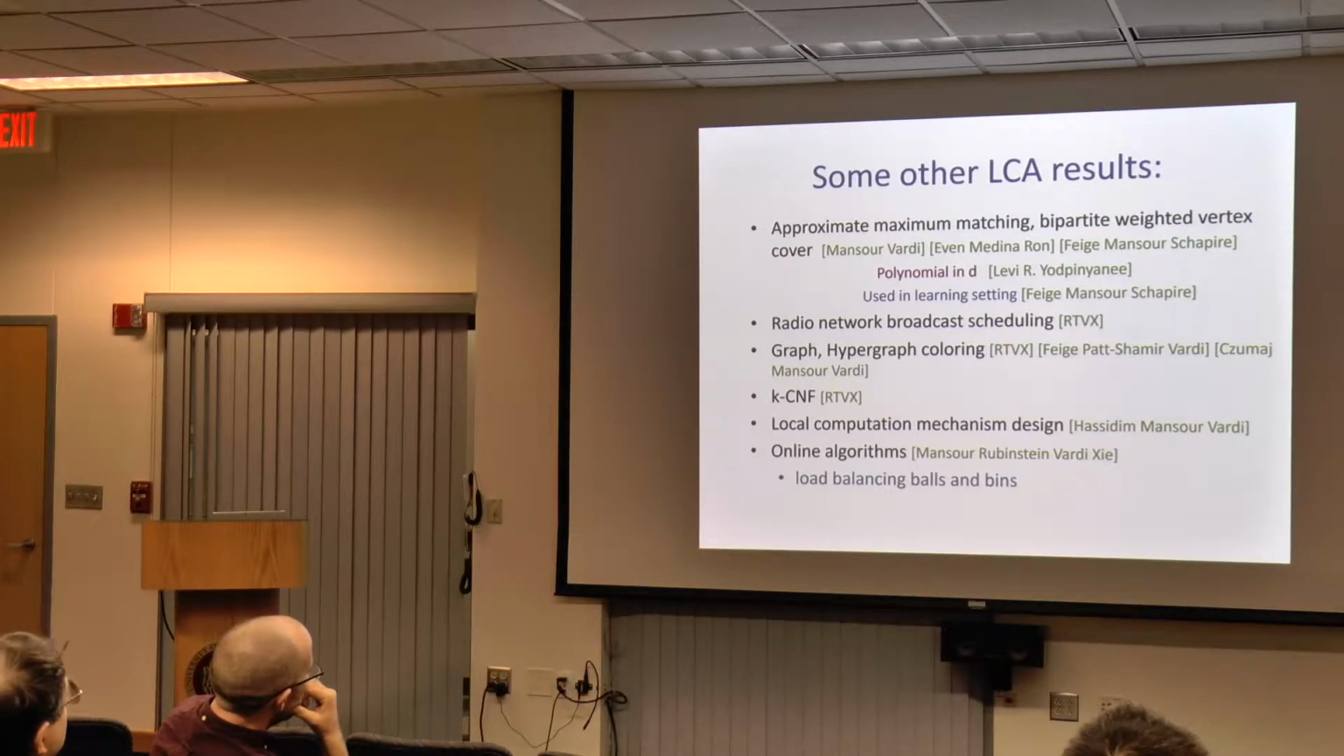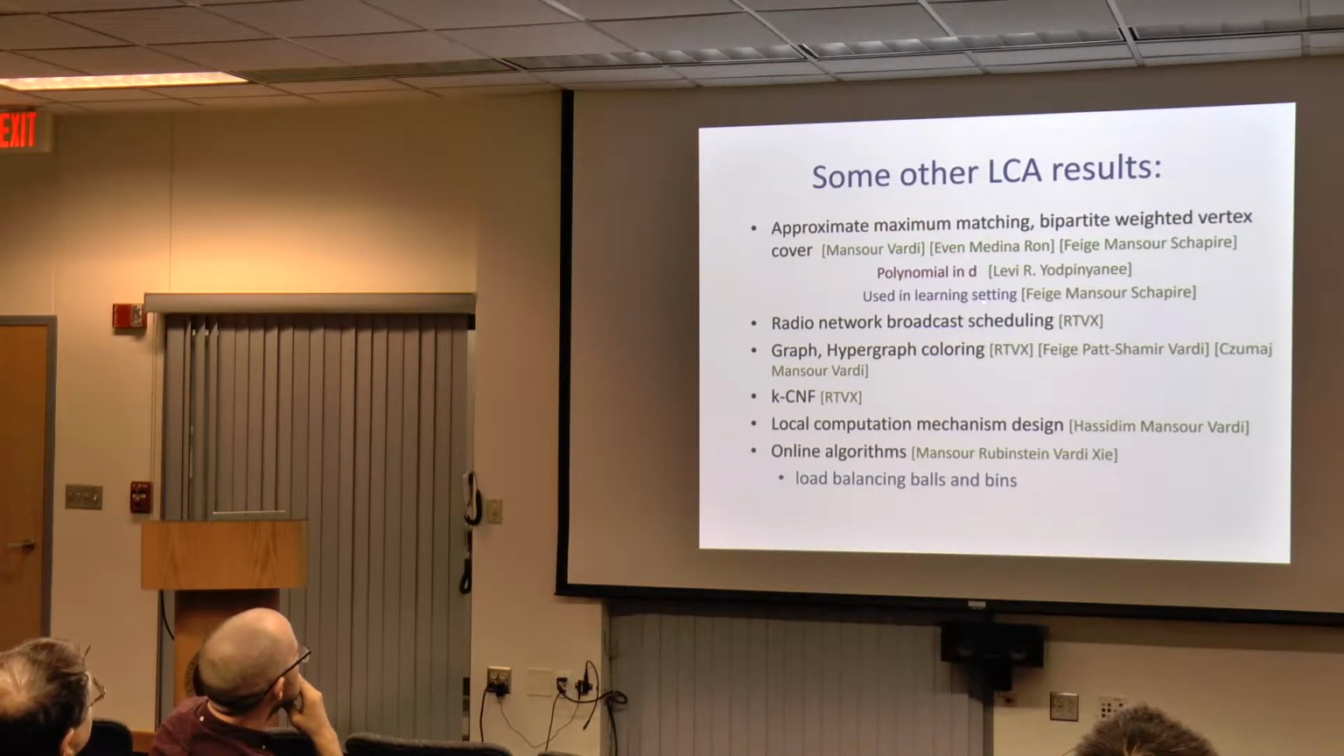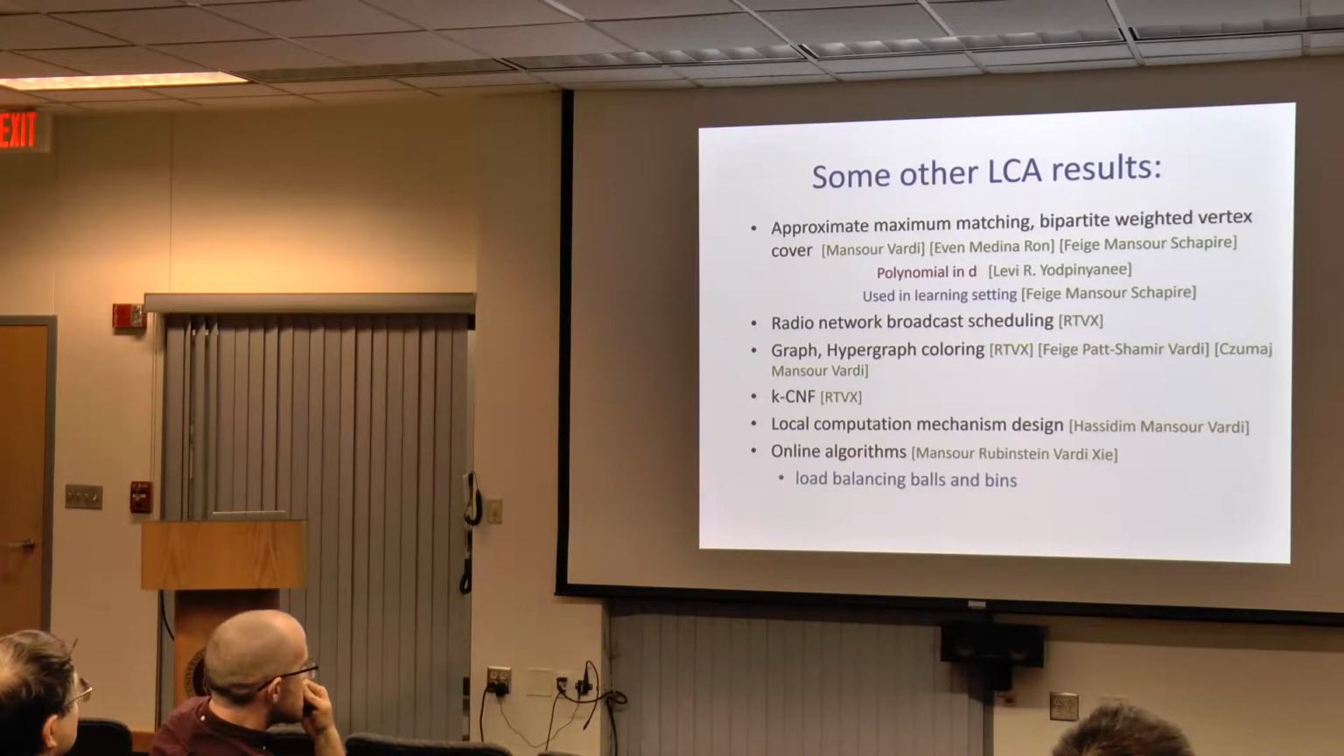This one with the approximate maximum matching was used in the learning setting by Fagan, Mansour, and Shapiri because they were basically trying to simulate what an adversary would do, and they were trying to come up with these protocols that would do well in these adversarial settings. I won't be able to explain that right now, but the existence of LCAs was actually used in a learning setting to show that you could develop algorithms for such things.